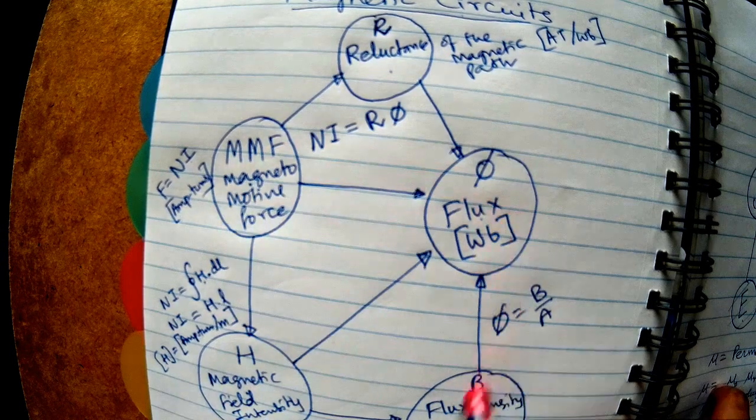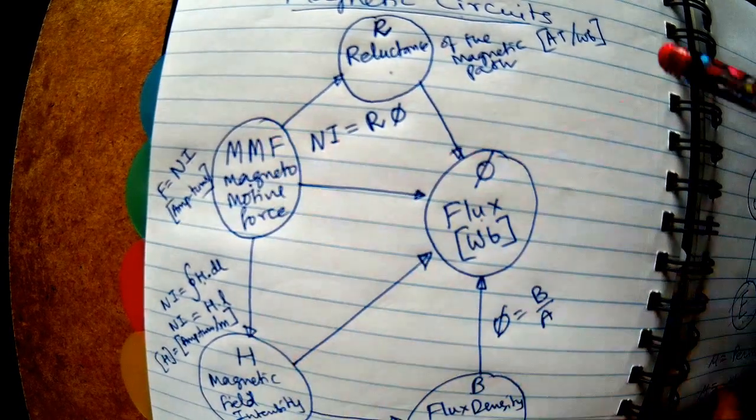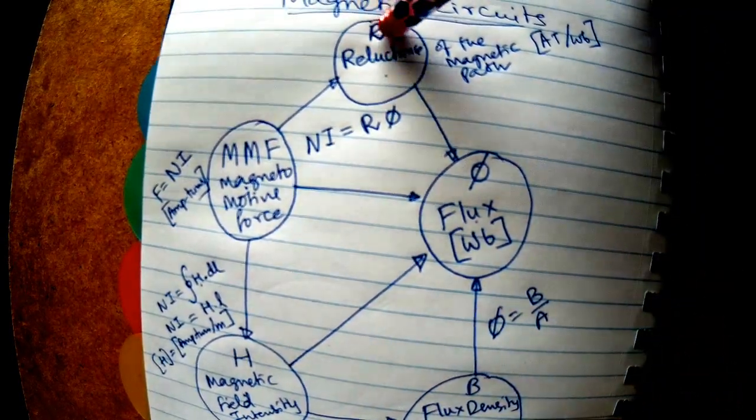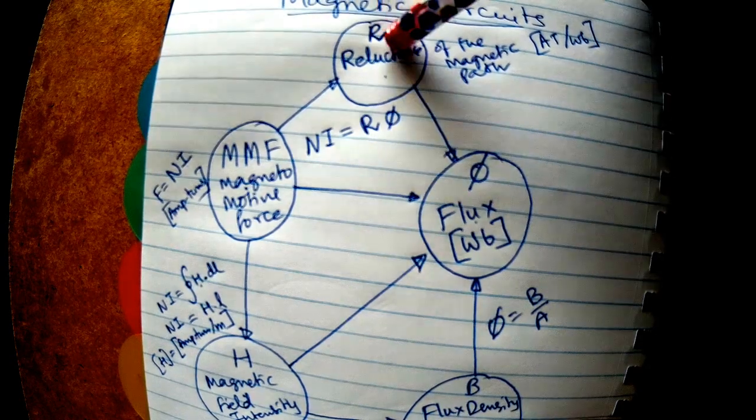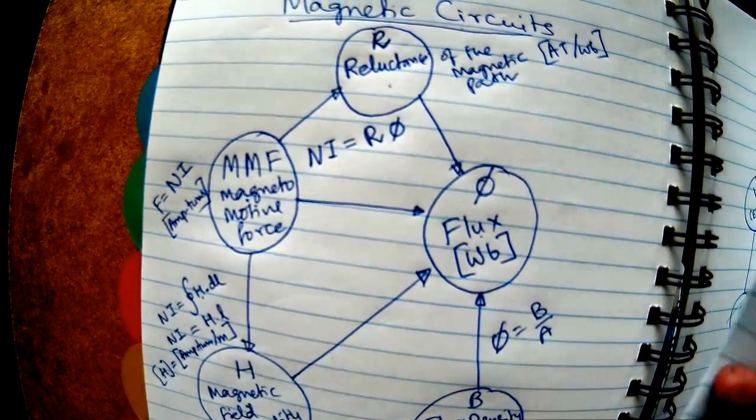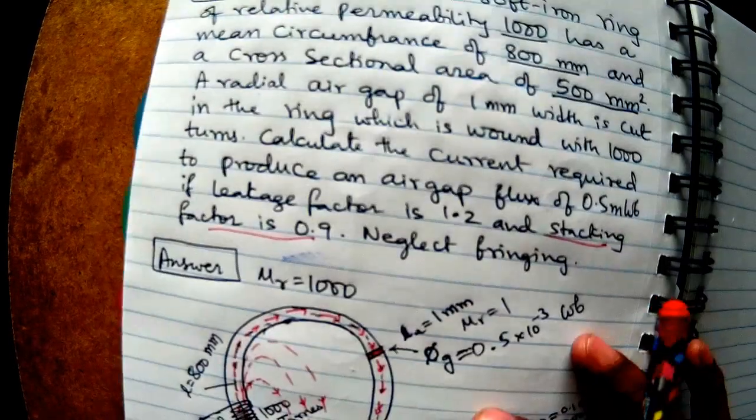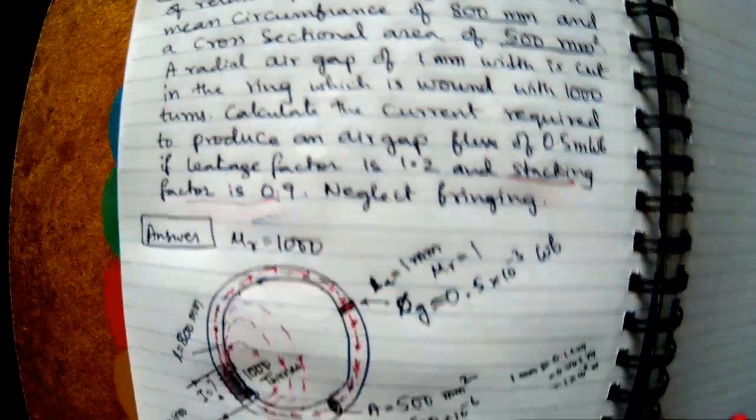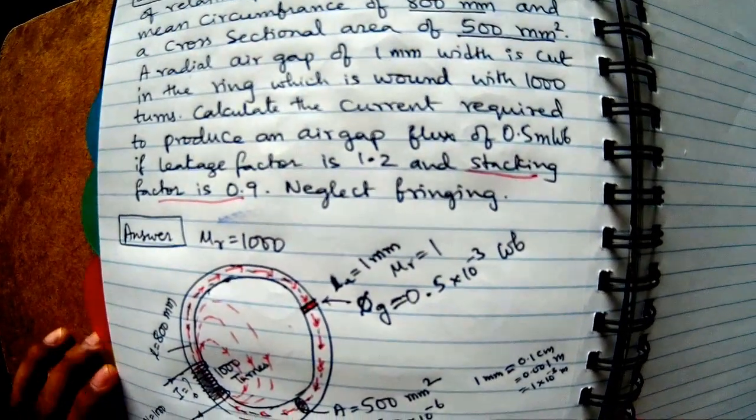For that, either we can go this way or in the above way. But then I can go in the above way because reluctance can be calculated because the dimensions are given. So let's go back to this one. And another thing is the mu r is also given. So we'll calculate the reluctance. Okay. So what is the next step?